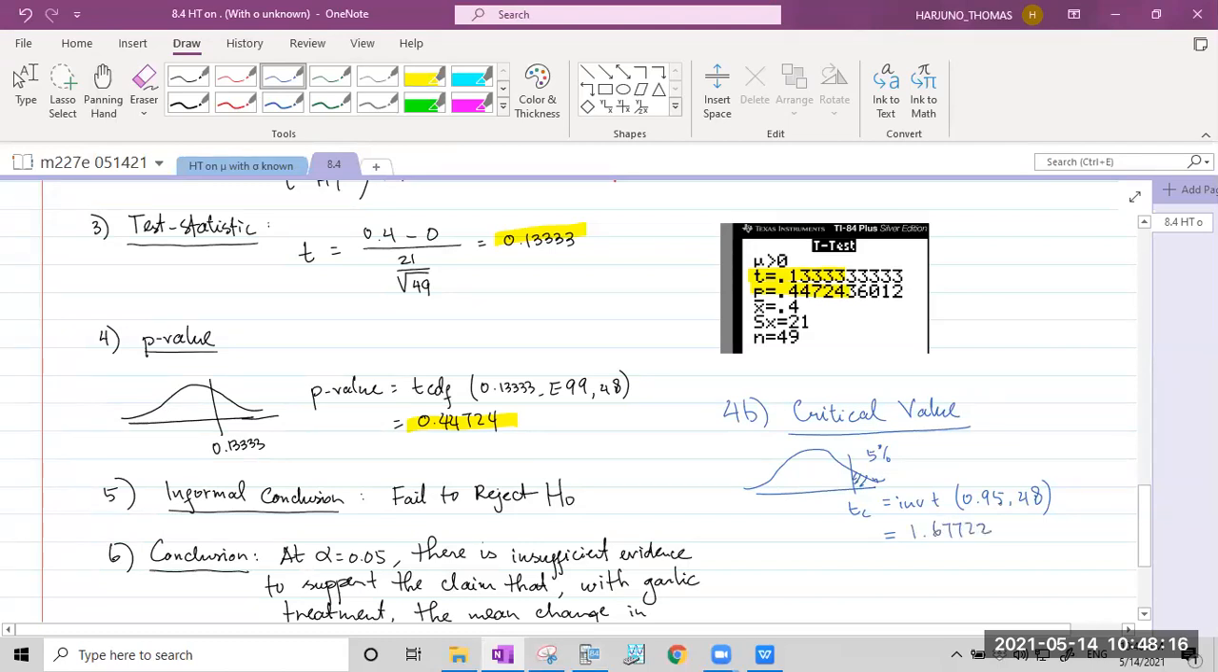1.67722. Now the test statistic is well in the body, not on the tail, right? Which is 0.13. That's why we failed to reject the null hypothesis. Okay. Now let's do more problems.